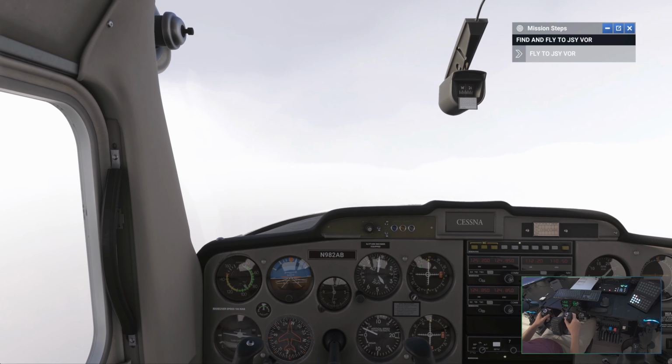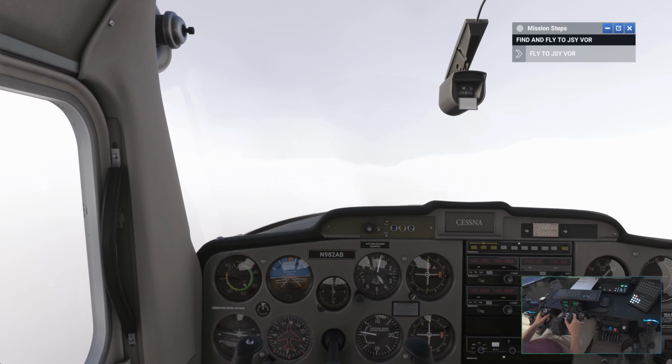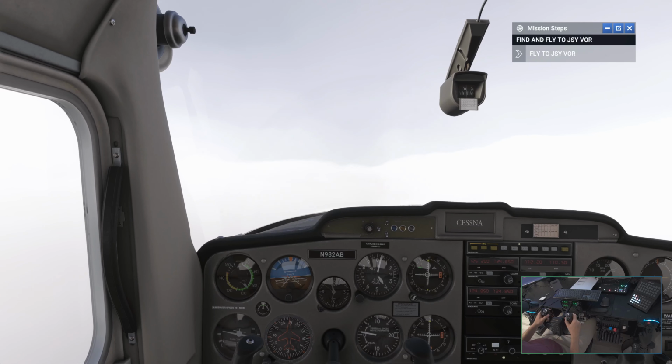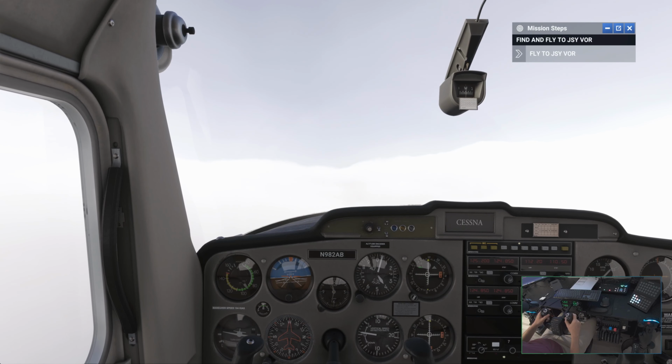We will look at this more in the next lesson. Continue towards the Jersey VOR. As we near the VOR, we will see that the CDI becomes more sensitive.